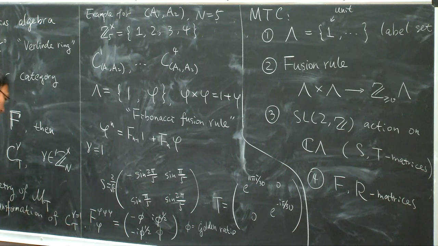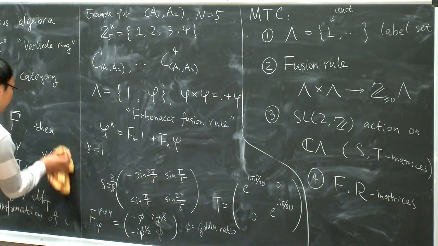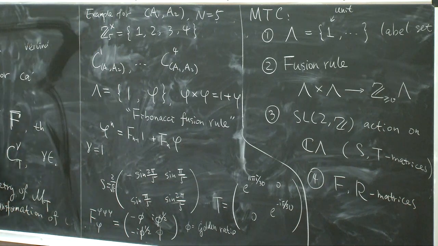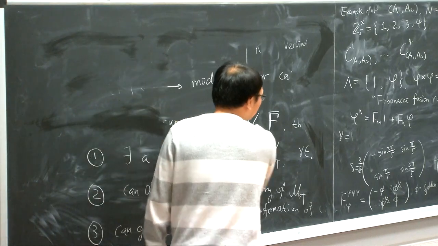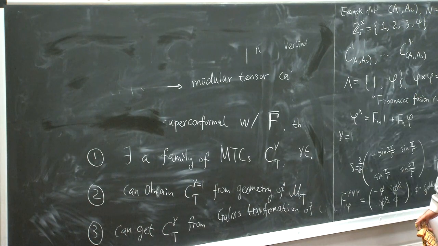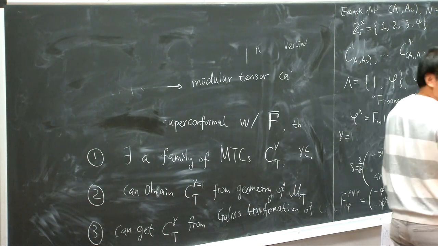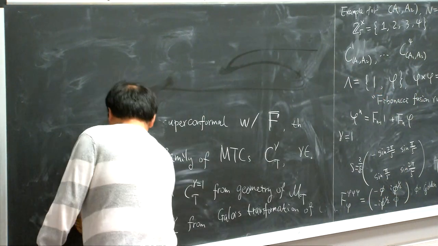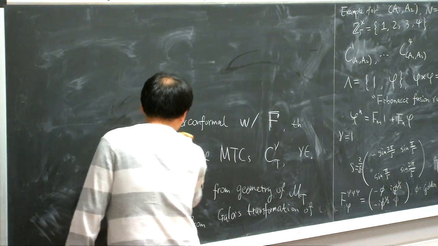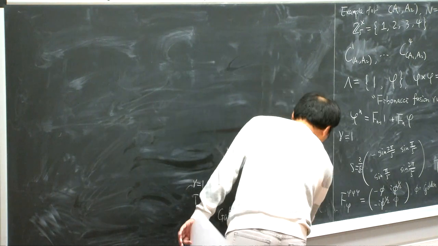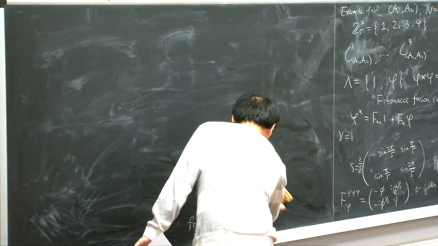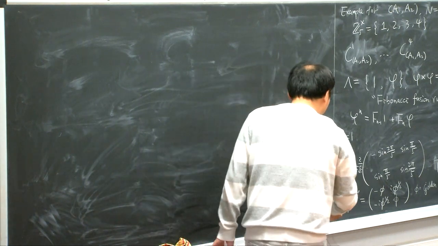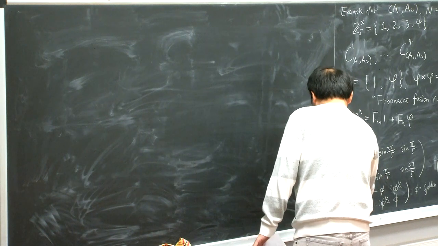So why do I want to write down this F matrix? Well, it turns out that this F matrix is not unitary. I'm sorry, what is the first entry in T? This is e^(11πi/30). So this particular one is non-unitary.